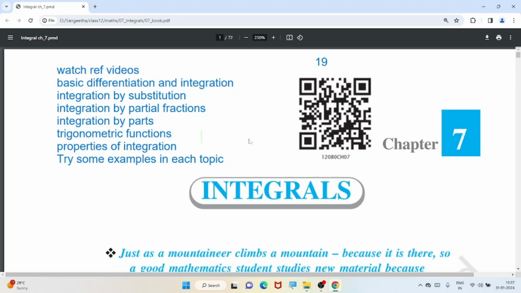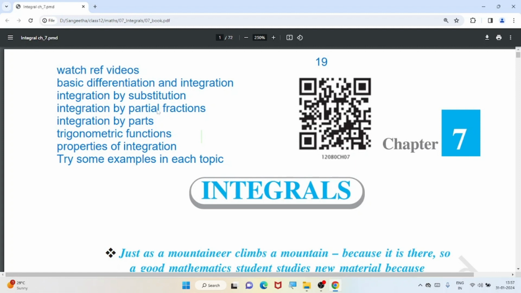Okay, we will go through some important points in the class 12 maths chapter 7, integrals. To understand this chapter, go through the reference videos mentioned in the description of this video. You should know basic differentiation to understand this integration.